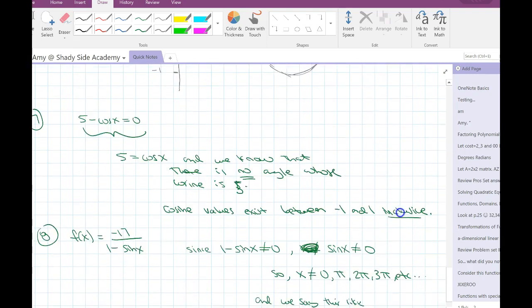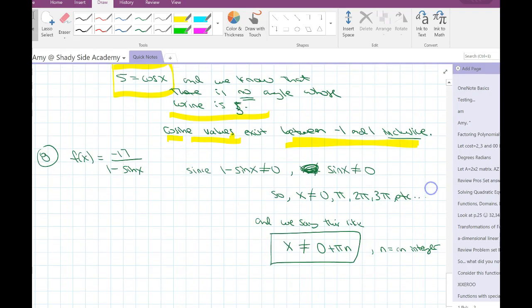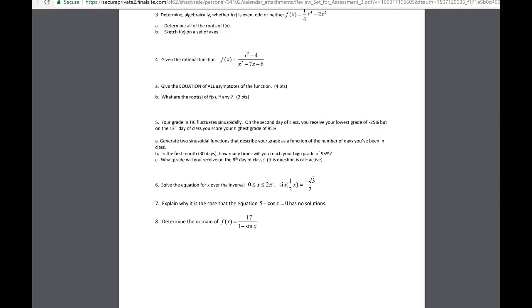Number 7, why will 5 minus cos x equal 0 never have a solution? Well, this equation is this equation. And we know that there is no angle in our great universe whose cosine is 5. And even more to the point, we know that cosine values for angles exist between -1 and 1 inclusive, and that is it. And number 8, domain of this. Is that the question? Domain? Yeah, let me see. Is that domain? Yeah, domain.